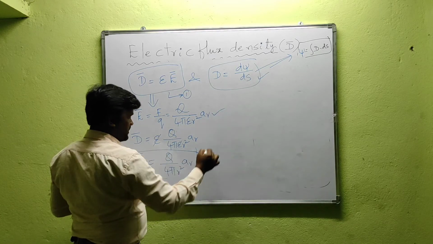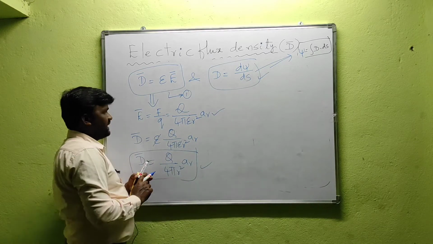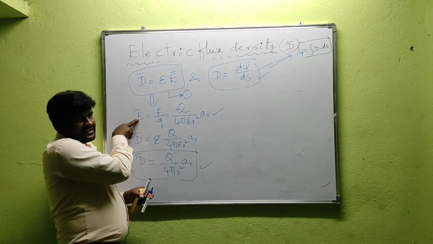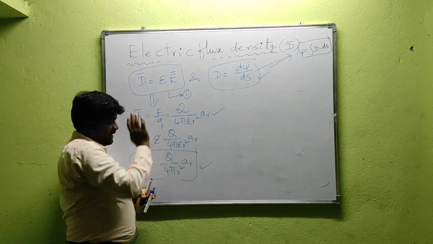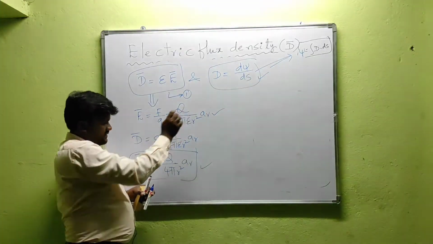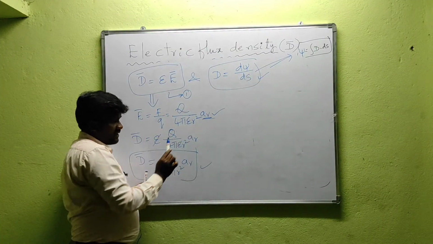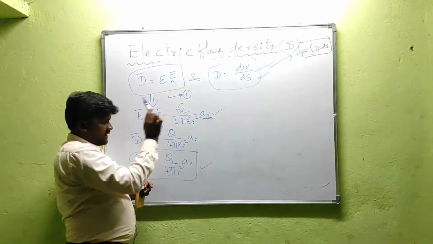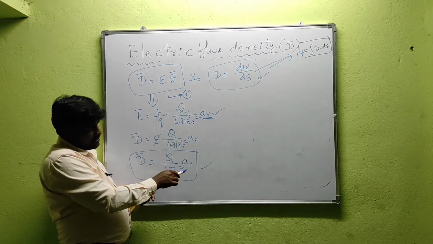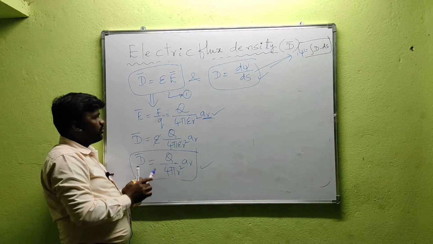From this equation and the previous equation we can say that D is along the E direction. E is along the unit vector aR, and D is also along E. That means both are in the same direction.